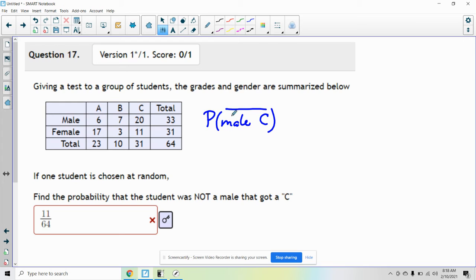So I'm going to first figure out what this is. What's the probability of being a male who got a C? Well, 20 men earned a C out of 64. So I'm going to say 20 out of 64 is the number of men who got a C. But if I want the complement, I'm going to do 1 minus that. 1 minus 20 over 64 is going to be 44 over 64.